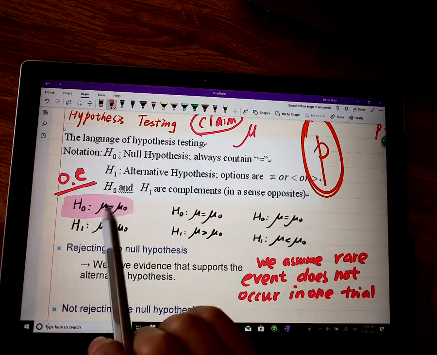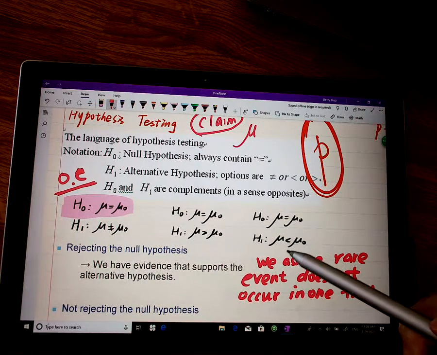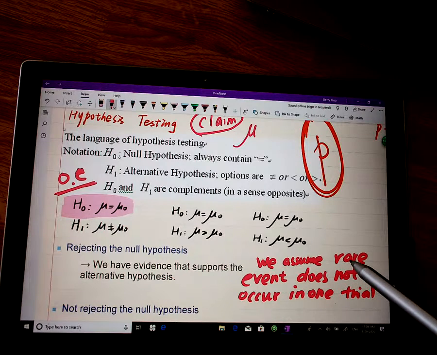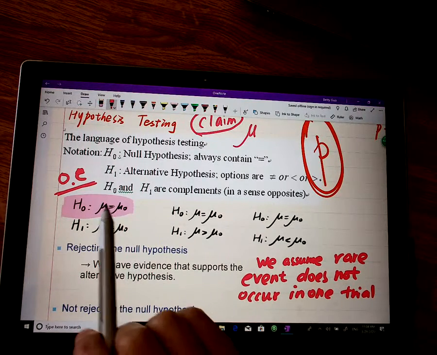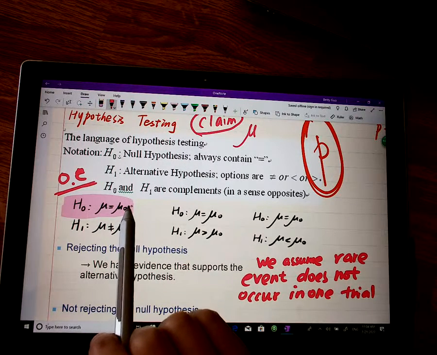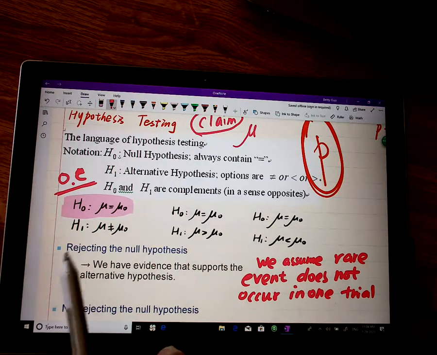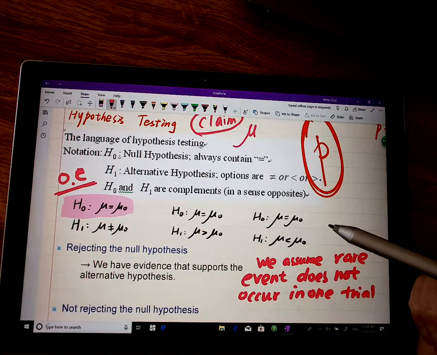If we assume the null is true, and then we got a sample statistic, and then we do not see a rare event occur in one trial, we do not have any contradiction. Then the assumption, we cannot reject the assumption, right? So we fail to reject the null. You see what I'm saying? So that's the logic of hypothesis testing.